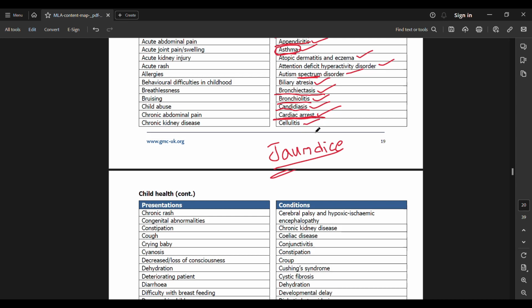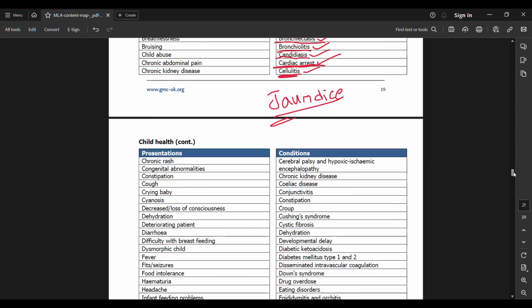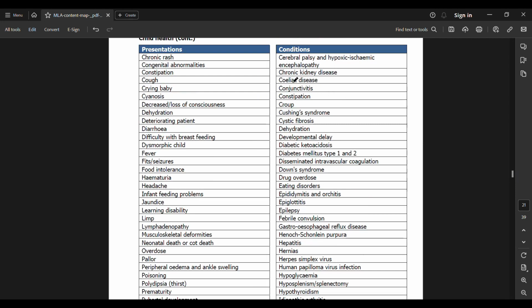Next, you have cellulitis. I haven't seen this show up in children as much, so make sure you know what antibiotics you're going to give, how you're going to diagnose this case, if you're going to admit or not, okay?